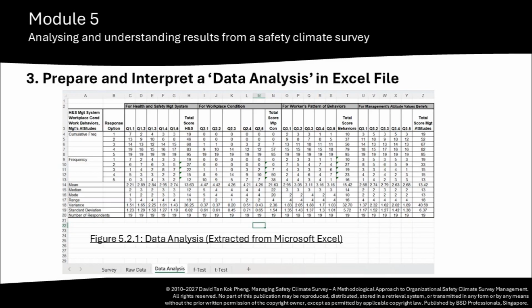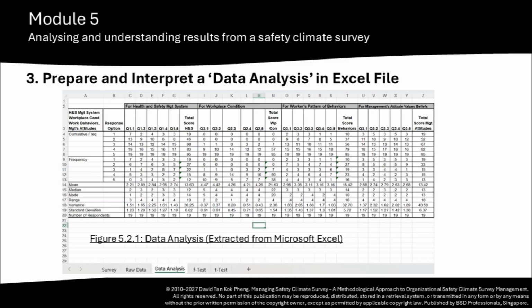For workers' safe behaviors, the results differ more noticeably. Senior management scored 9.5, formula equals average, raw data, Z3, middle management scored 11.17, formula equals average, raw data, Z7, while persons at work scored 20.89, formula equals average, raw data, Z13. This indicates that workers rated their own safety behaviors much more positively than how management perceived them.